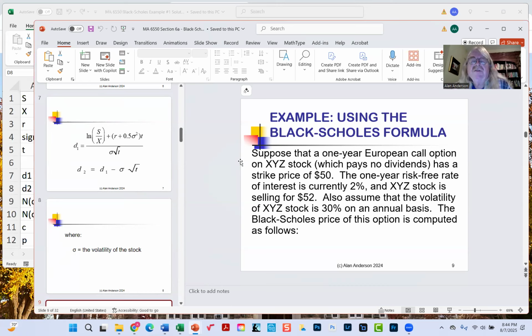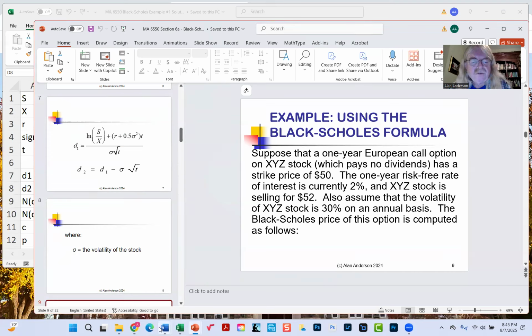It has a strike price of $50. That's the price at which we're allowed to buy the stock. The 1-year risk-free rate of interest is 2%, and the stock is selling for $52. The volatility is 30% per year.